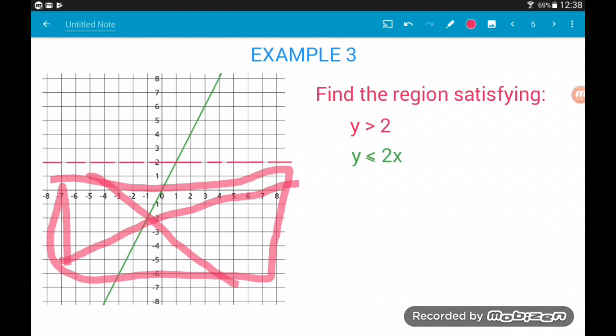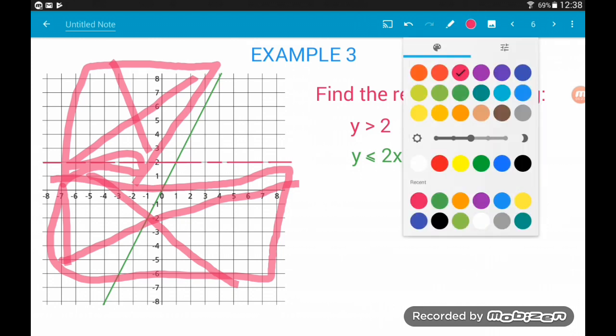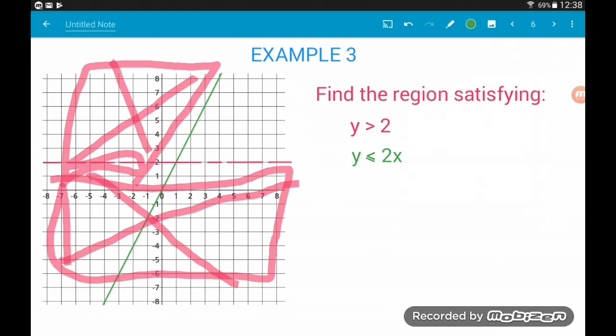Next we want the region where y is less than or equal to 2x. I've also plotted the line here, y equals 2x. It's a full line because it's an or equal to inequality. So we want y to be less than 2x. Anywhere above that line, y is greater than 2x, so we don't want anything above it. All of this can go bye-bye as well. So that means the region that we want is above the line y equals 2, but below the line y equals 2x.